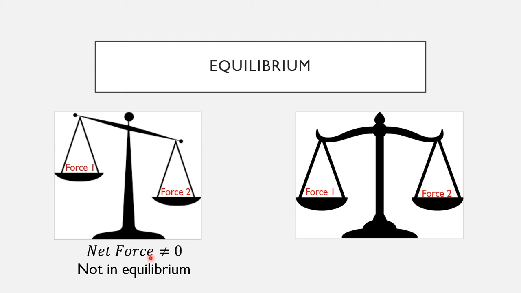So in this particular example, force 2 outweighs force 1, so the net force is not equal to 0. So it's not in equilibrium. This one though, force 1 and force 2 are equal, so the net force is equal to 0, because when you perform vector operations on this one, when you add them, nagiging 0. It is in equilibrium.